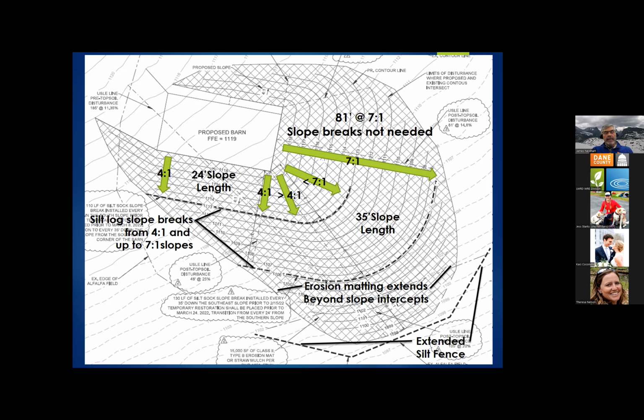I also want to point out that because of the transition point from the proposed contours to the existing contours, there's kind of a swale being created where you'll have concentrated flow. So it makes sense to extend the erosion matting out a little bit further. In this case, it's about 10 feet further out to handle that concentrated flow. And then also the silt fence was extended from that earlier slide that you might have noticed, further out on both the east and the west sides.